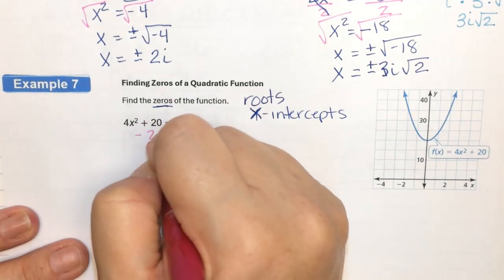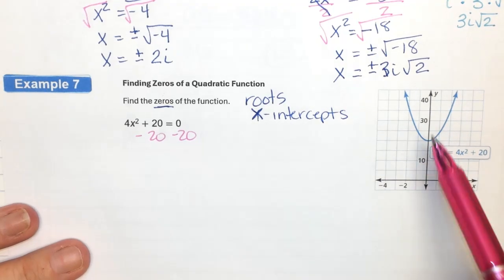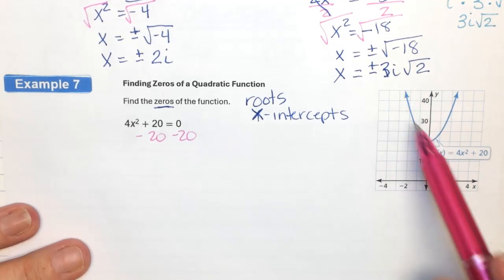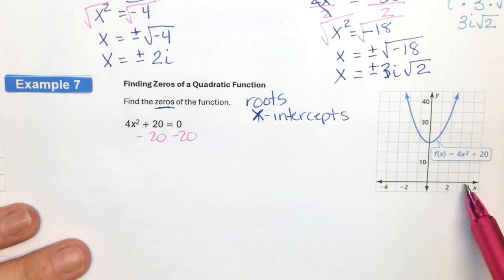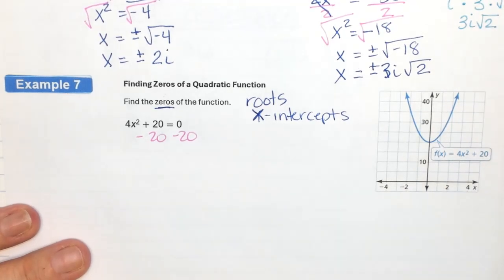So I'm going to subtract 20 on both sides. Right now, I want to pause for a second. We're looking at this. Do you see the x-intercepts? Do you see where this blue graph crosses the x-axis? Does it cross the x-axis? I want you to keep that in mind while we solve this problem.